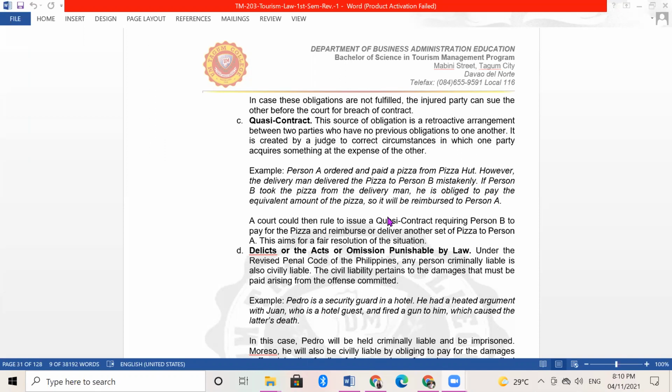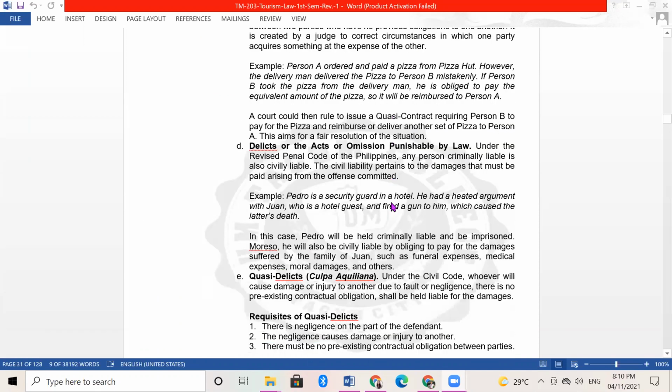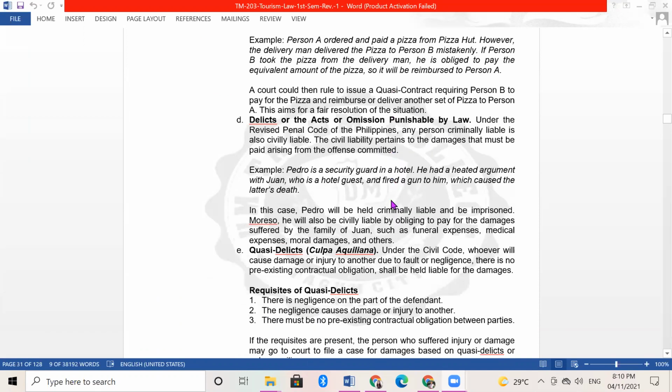A court could issue a quasi-contract requiring person B to pay for the pizza and reimburse, or deliver another set of pizza to person A. So this aims for a fair resolution of the situation. So second is the delicts, or the acts or omissions punishable by law.